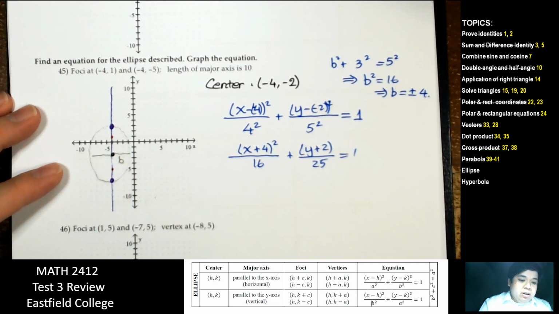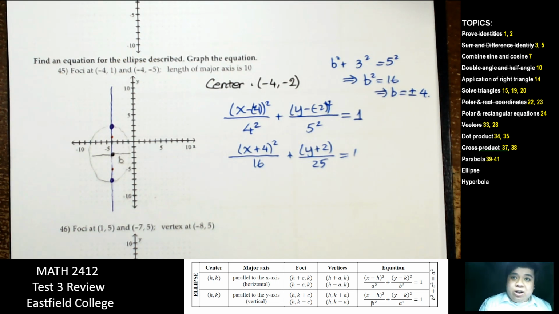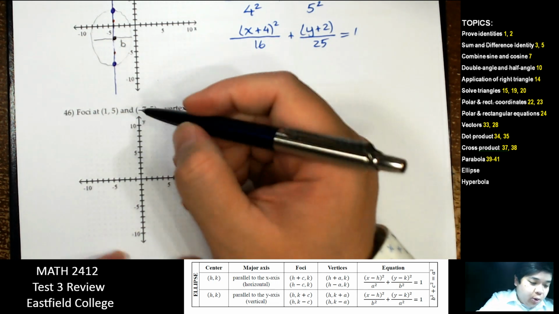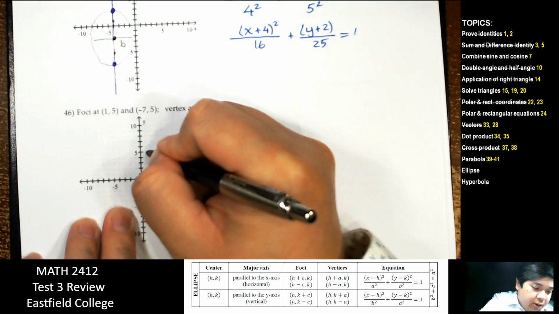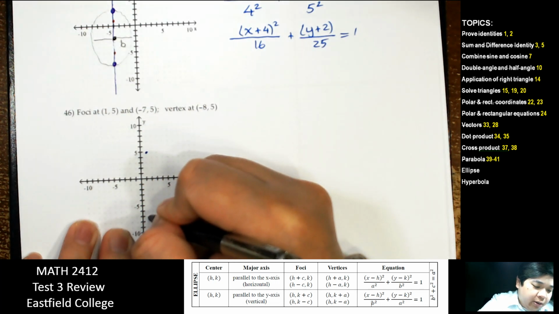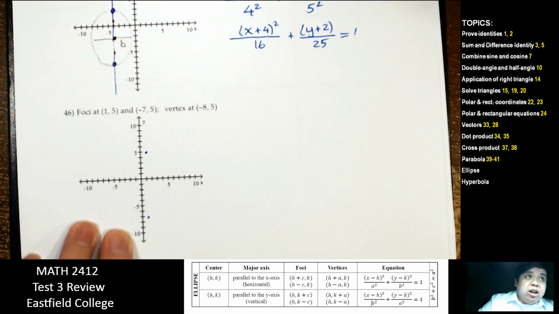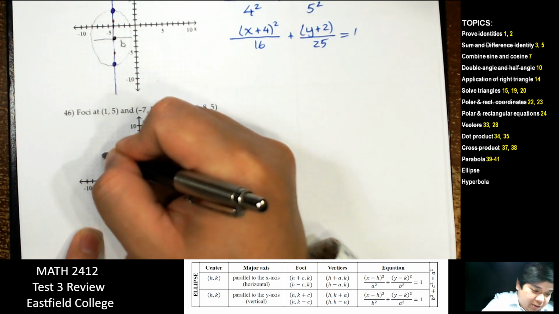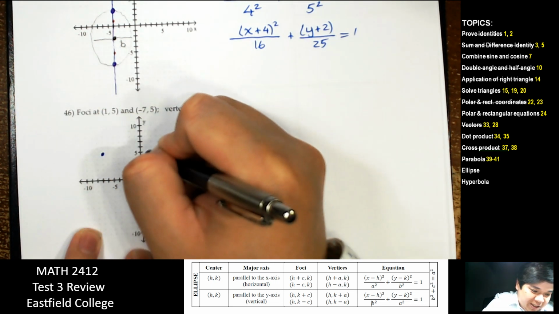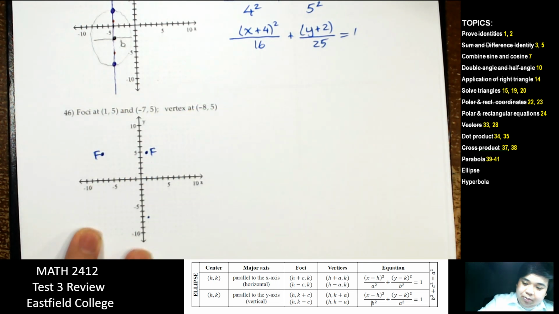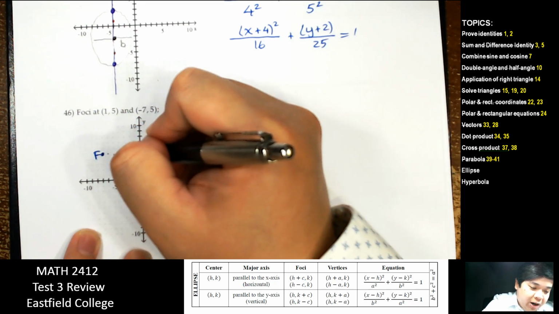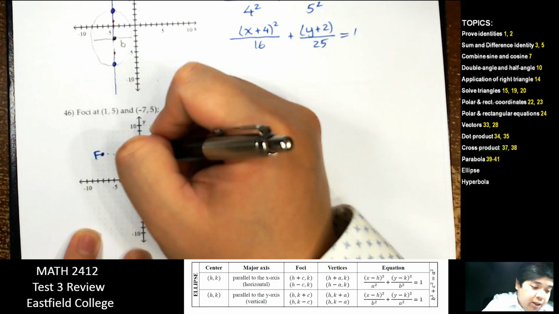Number 45, and now 46. First we have the foci, 1 and 5, and negative 7 and 5. Again, the center will be right in the middle. Sorry, 1 and 5 and negative 7 and 5. So those are the foci. The center must be in the middle. Let's just count: 1, 2, 3, 4, 5, 6, 7, and 8.